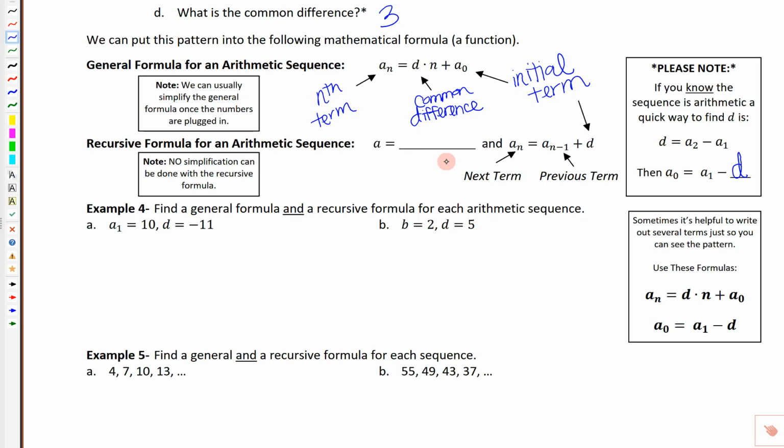So rather than a sub 1, it will sometimes be written as a, saying this is our first term. Okay, and so here's our formula for that. A sub n equals a sub n minus 1 plus the difference. And a sub n minus 1 is talking about the previous term, and then we're going to add the difference, and that will give us the next term.